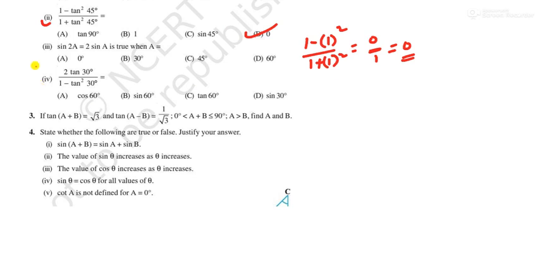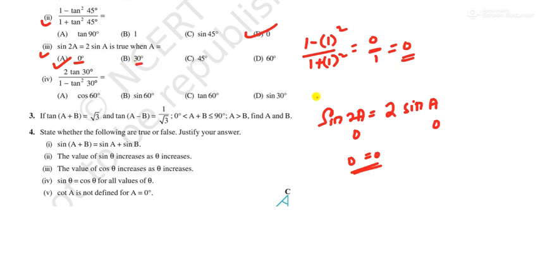Okay, next is question number 3. See, they have given sine 2a is equal to 2 sine a. For what value of a? Okay, so now look at the options. If you take 0, this whole becomes 0 and here also this becomes 0. So sine 0 is 0, 2 into 0 is also 0. So only this condition will be satisfied.